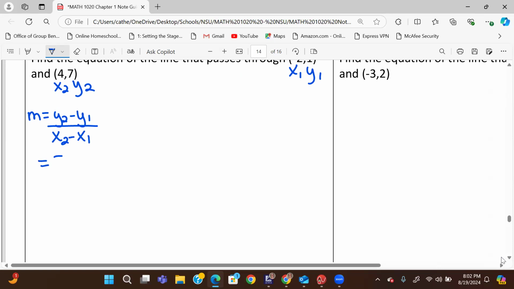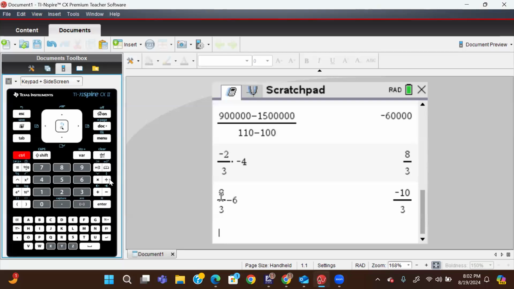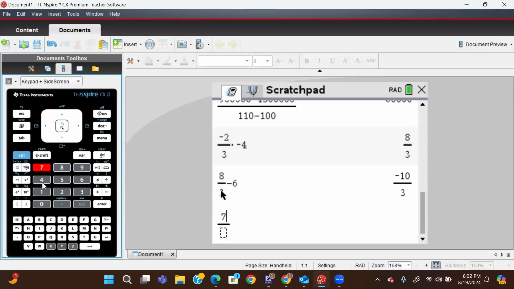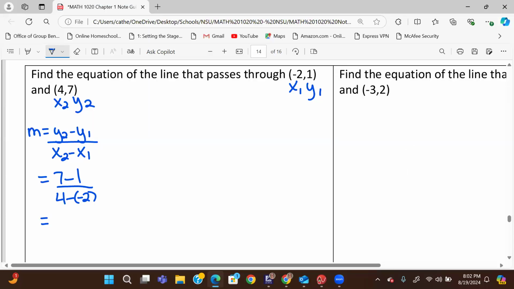So y2 is 7 minus, let me, just a second, 1. X2 is 4 minus -2. I'm going to flip over to the calculator. And that's going to give me a +1 for my slope.